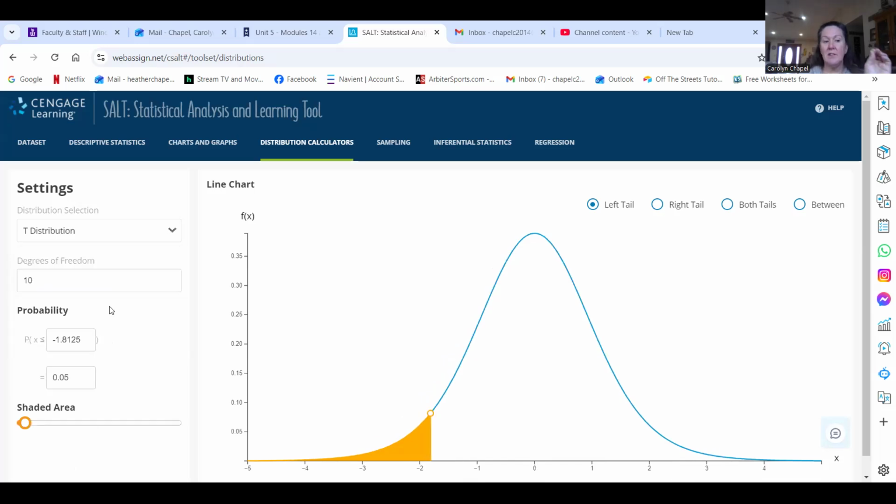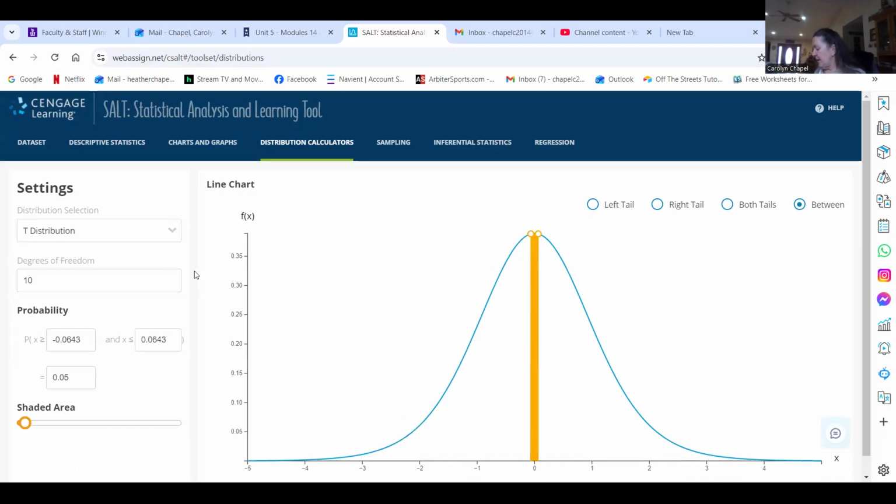Now notice the t distributions are all the same. They're all centered at 0, so we don't have to enter means or standard deviations. All we have to do is enter our degrees of freedom, remembering that the degrees of freedom is n, your sample size, minus 1. We will be using the same sort of buttons. Notice the curve looks very similar, and we will be using our between as well.